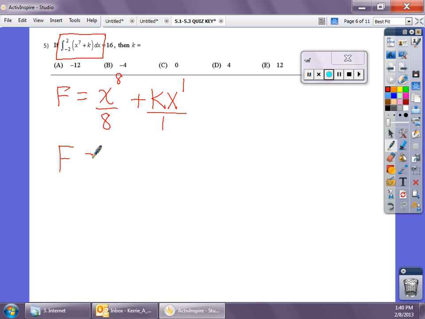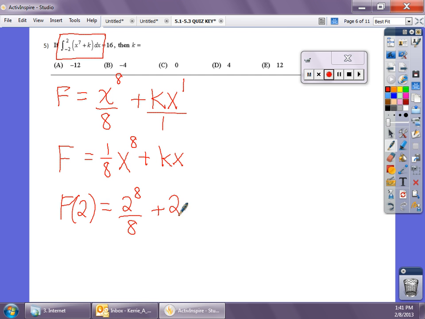So the antiderivative gives us 1/8 x to the 8th plus kx. Then you're asked to find f of 2, which would be 2 to the 8th divided by 8 plus 2k. F of negative 2 would be negative 2 to the 8th over 8 minus 2k. So how did I get that? Remember, the k is still there. There's the k. And then the x value was negative 2. That's this piece, so that's where the negative 2 is coming from.